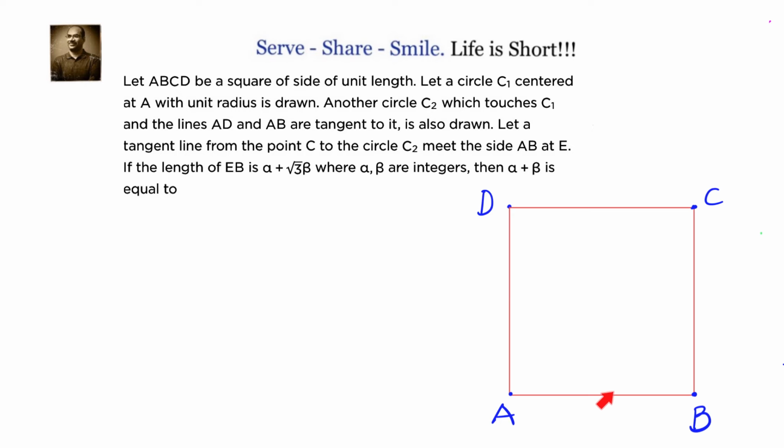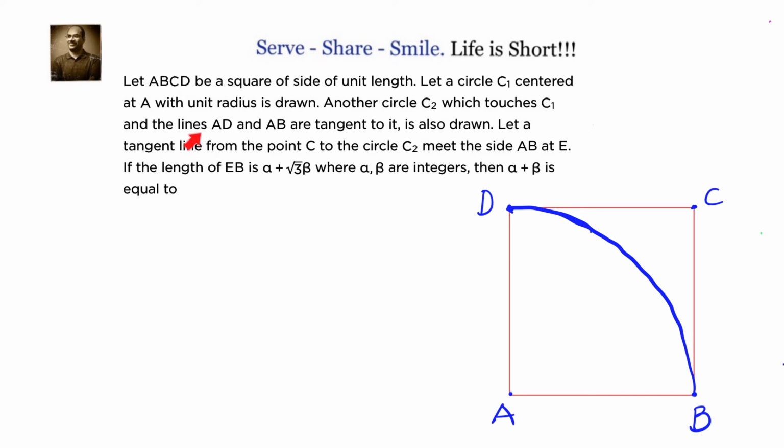First we have drawn the square. ABCD is a square. Now let us draw the circle C1. For the C1 circle, the center is A and the radius is 1. So the C1 circle will have center at A and it passes through B, D. So this is the C1 circle. We have drawn only the quadrant of it. So ABD is the quadrant of the circle.